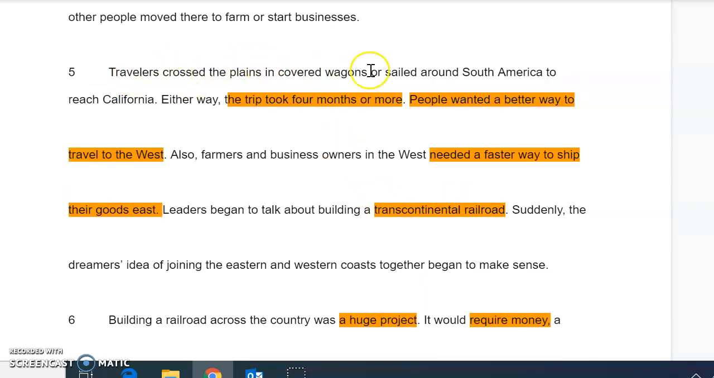Travelers crossed the plains in covered wagons or sailed around South America to reach California. Either way, the trip took 4 months or more. I don't know if you remember yesterday as we explored the story and looked at some of those text features, we saw those historical photographs of the covered wagons and the horses, and we talked about how that picture really brought a visual to our brains of how long that journey must have taken to see them traveling that way.